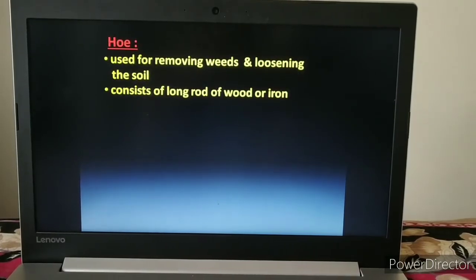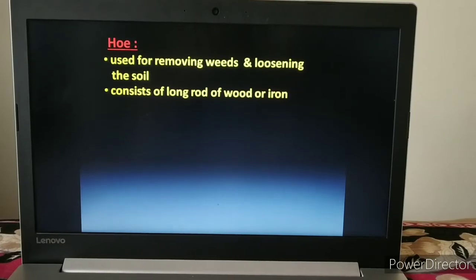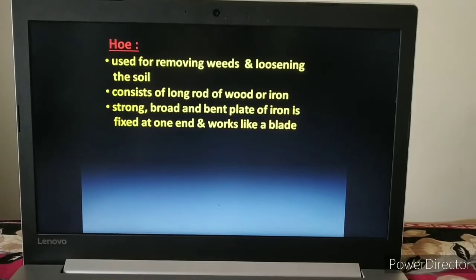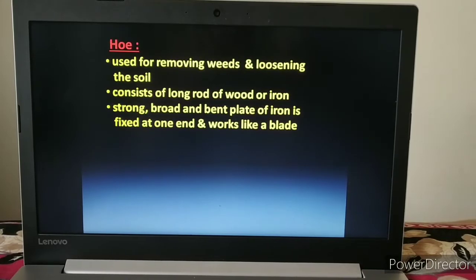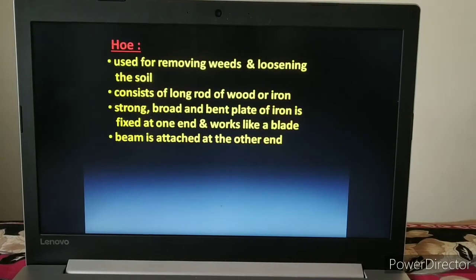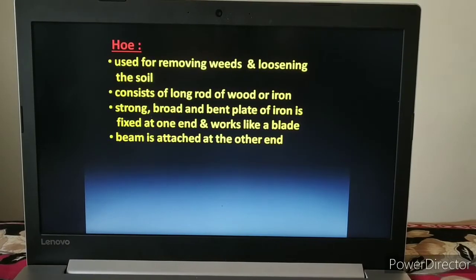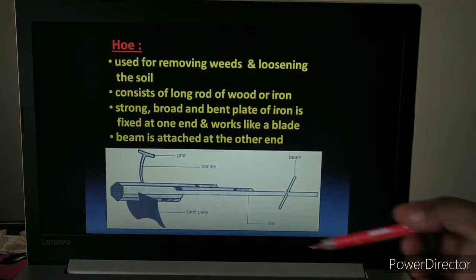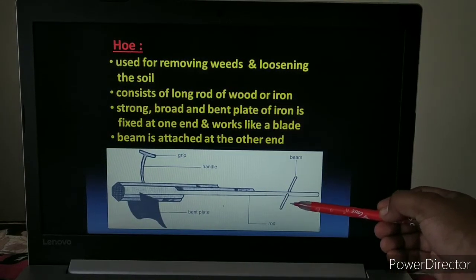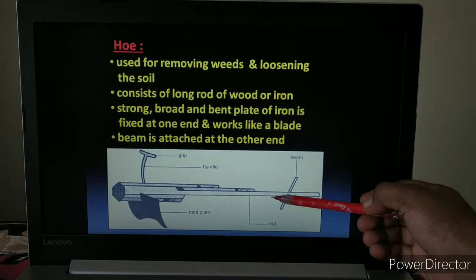This hoe consists of a long rod which is made of wood or iron, and it has a strong, broad and bent plate-like structure made of iron that is fixed at one end and works like a blade. And it also has the beam which is attached at the other end, and that beam is kept on the neck of the bull. So here it is. This is a blade-like structure. This is the beam that is kept on the neck of the bull, and it is driven by the bulls.